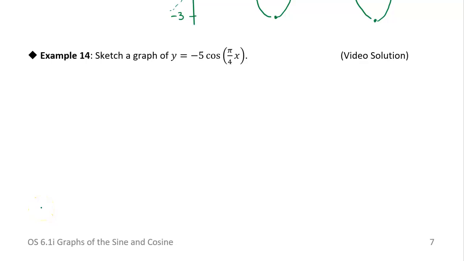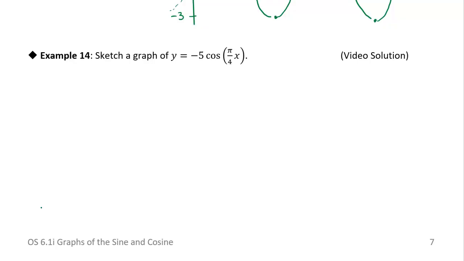All right, so we have another function here. This time it's a cosine function, but we're just going to go through the same process. So first of all, the b value is pi over 4. My b value is pi over 4. It's not negative, so I don't have to worry about using symmetry to rewrite it. So the next thing I'm going to do is just find the amplitude and the period.